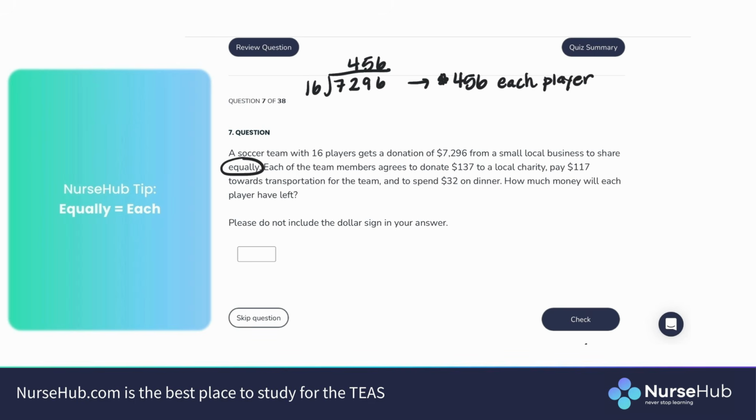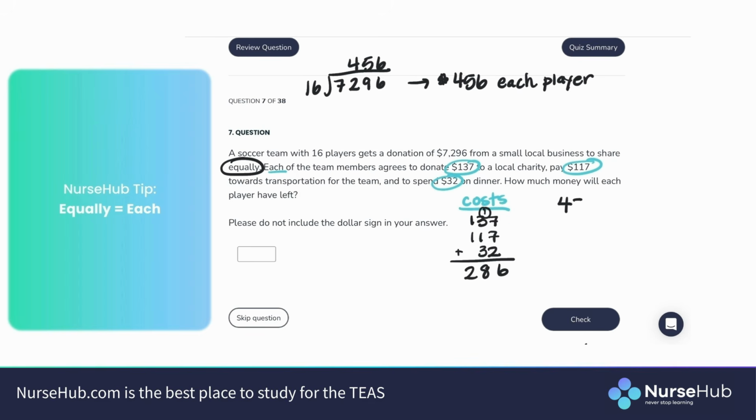That's a good indicator of shared equally. Each team member agrees to donate, so each one is donating $137, they're paying $117, and spending $32. These are all costs. So what we can do is find the total cost of everything each player is spending. So 137 plus 117 plus 32, add those together. 7, 7's 14, that's 16. 4 plus 5 gives me 8 and $286. So we know that they spent $286 and they have $456.